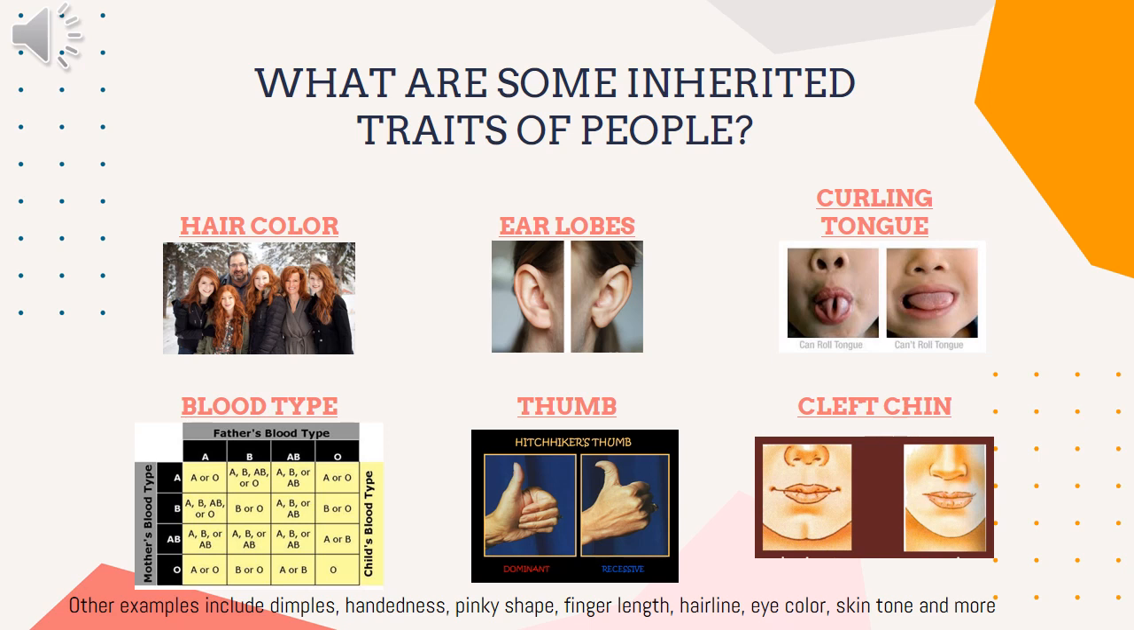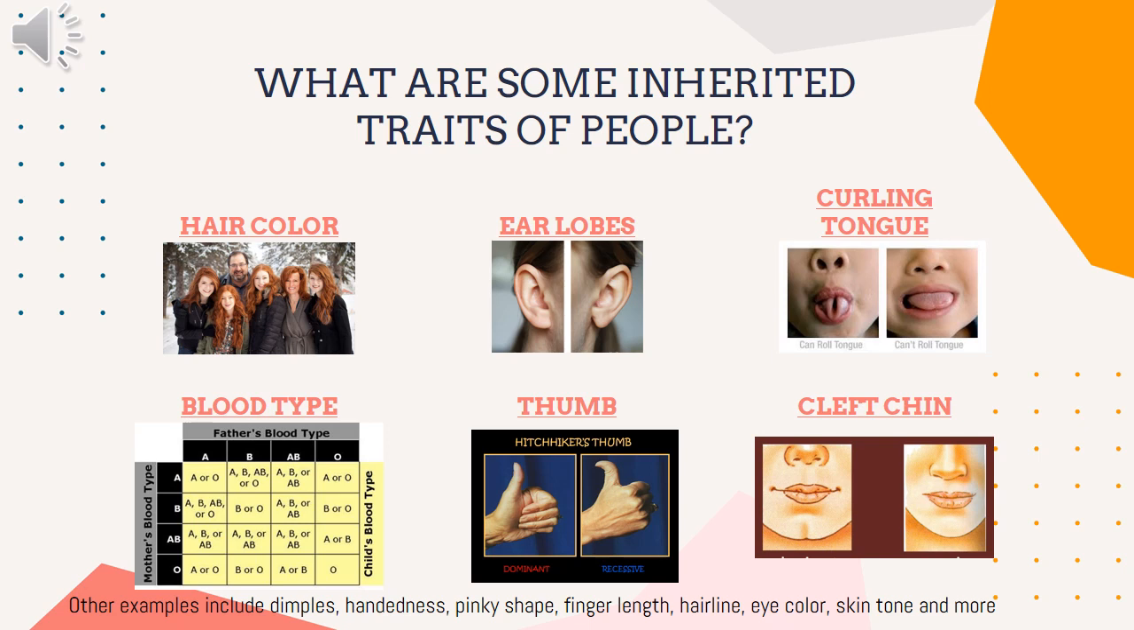Another example would be the ability to curl your tongue in from the sides. This is something that I cannot do, no matter how hard I try. My students in class like to watch me because they don't believe that I really can't do it. It's not something I can practice or train myself to do. It's something that genetically was passed down through my parents.